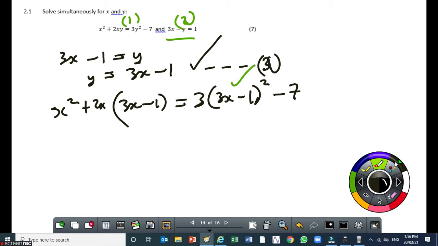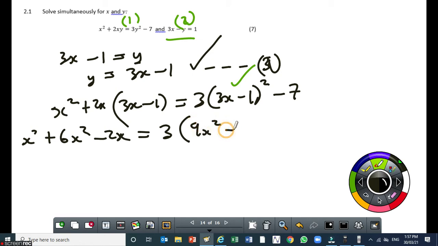Now, let's simplify this. Okay? It will become x squared plus 6x squared minus 2x equal to. Now, at this stage, this one here, you get a perfect square trinomial. Okay? How do you get the perfect square trinomial? Alright, because of the bracket, I'm going to do it this way. Square this 3x. You get 9x squared. Right? There's a minus here, so you must put a minus.